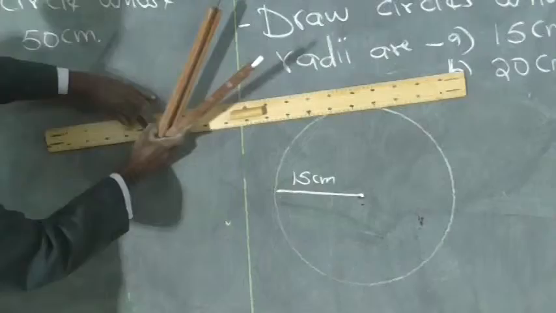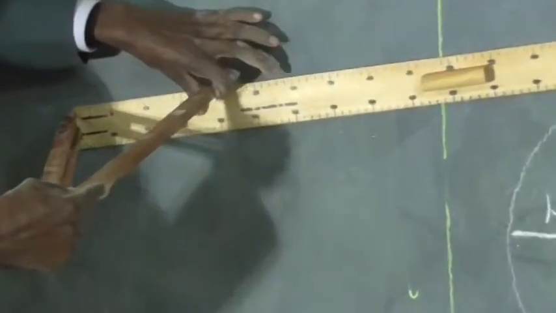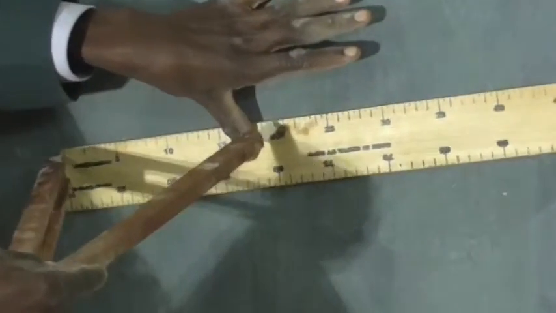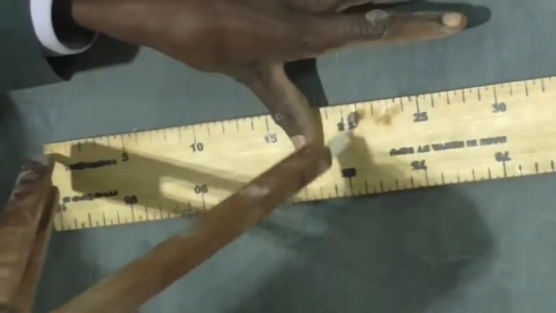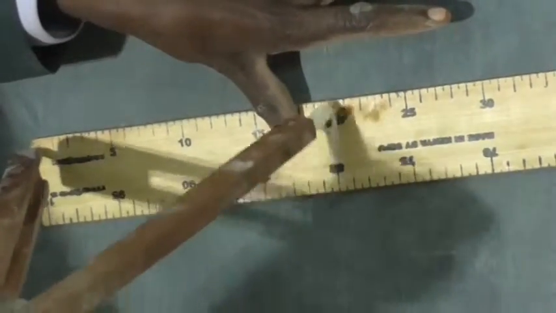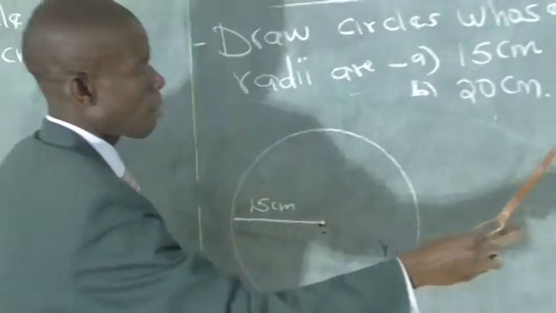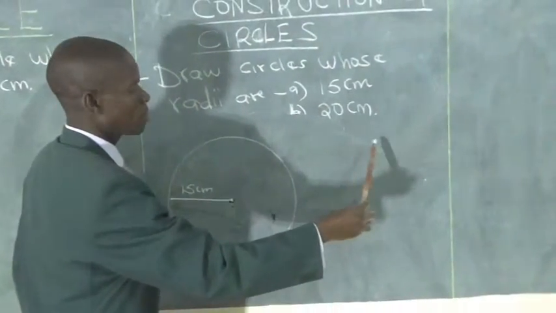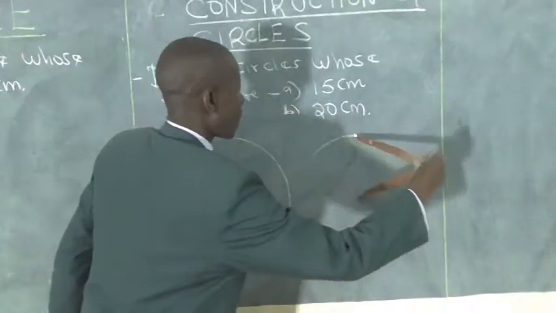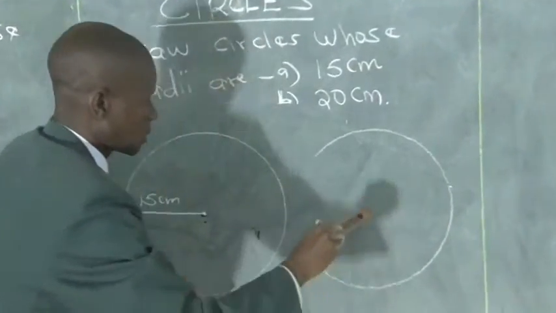So I'll place it at point 0, then extend the other edge to 20 centimeters. So as you can see, the distance from this end up to where the compasses touches the ruler is 20 centimeters. After that, I will take the pair of compasses, place it on the board, and then draw a circle whose radius is 20 centimeters.